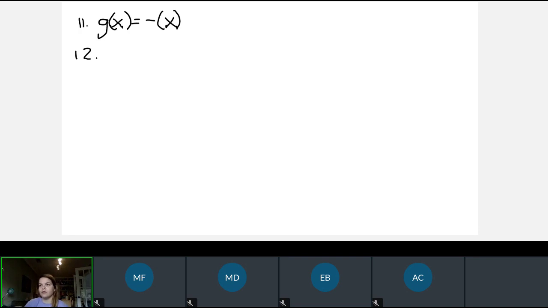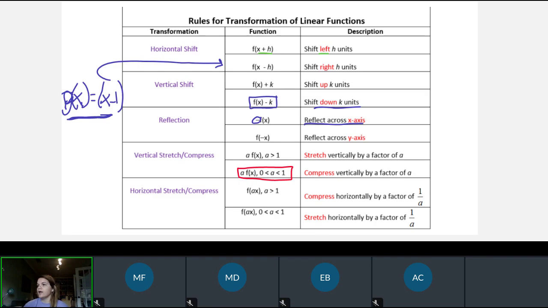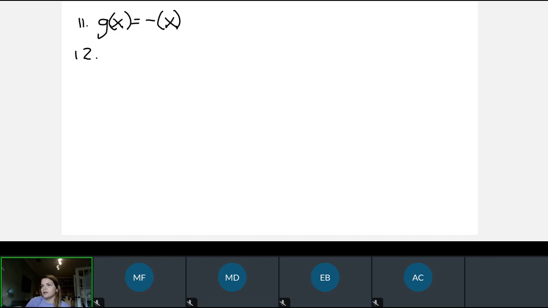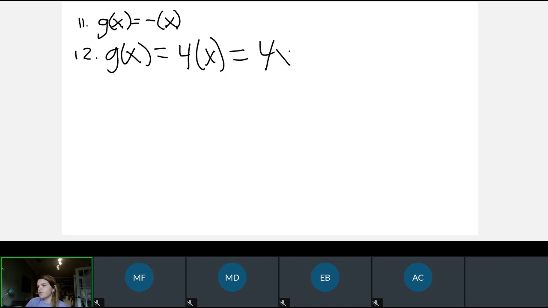So for number 12, vertical stretch by a factor of 4. Okay, where do I see vertical stretch on here? Stretch vertically. Okay, so what does that mean? It means I take the number and put it in front of either f of x or x, whatever you want to write in there. So that means my new function, g of x, would be 4 times x. Or if you wanted to write it as 4x, that's fine too.